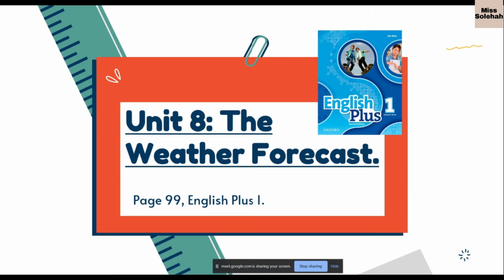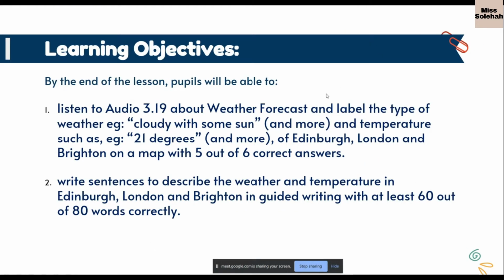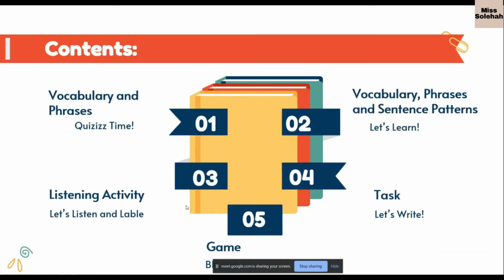So this is the learning objective for today's lesson. By the end of the lesson, pupils will be able to listen to audio 3.19 about weather forecasts and label the type of weather, for example, cloudy with some sun, as well as temperature such as 21 degrees, for 3 places, which are Edinburgh, London and Brighton, on a map with 5 out of 6 correct answers.